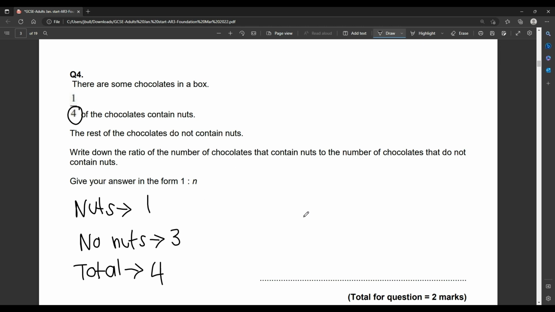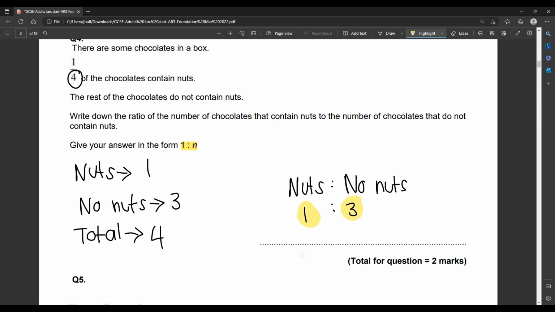They want the ratio of the number of chocolates that contain nuts. Okay, so we want the nuts chocolates to the no nuts chocolates. So we would say there is 1 chocolate with nuts, there are 3 without nuts. So that would be our ratio. This one they say write your answer in this form 1 to n. That just means we want this first number to be 1 and whatever the second number is fine. Sometimes if we had like a 2 in this position, we would have to then simplify. So that is as far as we need to go for this question.